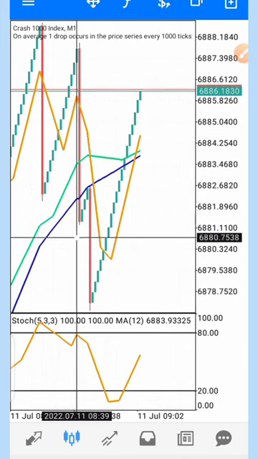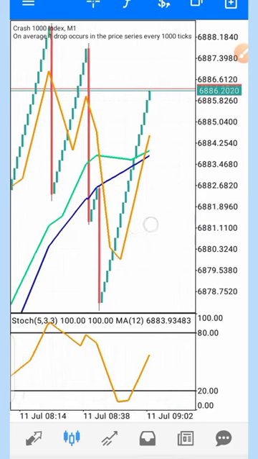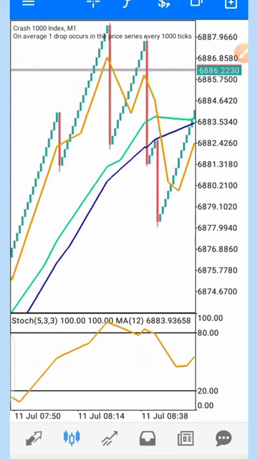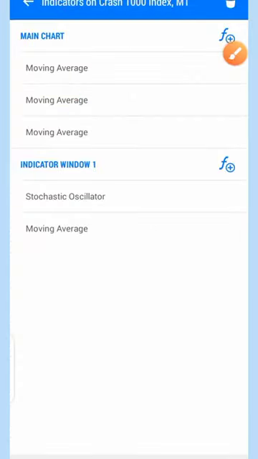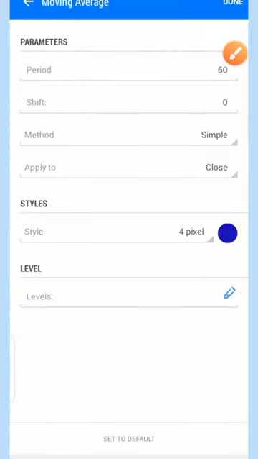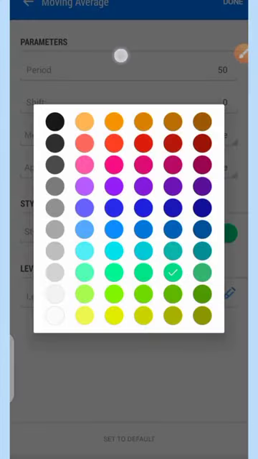So let me quickly show you guys the setup for this strategy, how we used to do it. Just click on this F button. The first moving average is 60. Shift 0, method simple, apply to close, style for PZ. You can use any color of your choice. You understand? So the second is 50. Shift 0, method simple, apply to close, style for PZ. You can use any color of your choice.